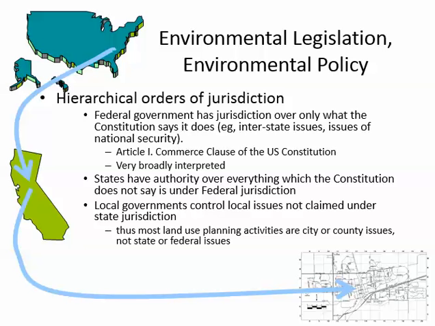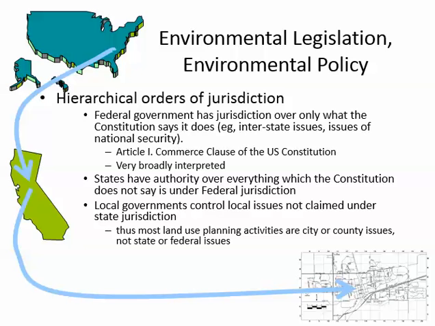All right, so then states have authority over everything which the Constitution does not say is under federal jurisdiction, but there's also state constitutions, and they have jurisdiction over those things. Local governments control local issues not claimed under state jurisdiction. And so most land use planning activities are city or county issues. They're not state issues. They're not federal issues.